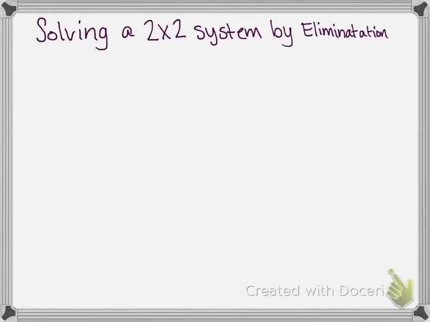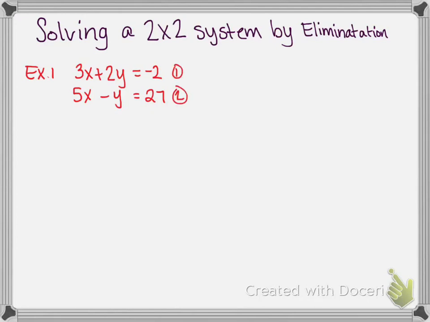Solving a 2 by 2 system by elimination. So let's look at our first example, which is a system with equation 3x plus 2y equals negative 2 and 5x minus y equals 27. Let's call the first one equation 1 and the second one equation 2.